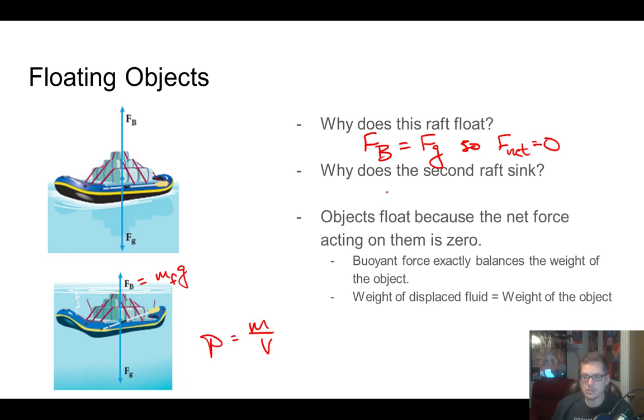All right, so the density of the raft went up, and so the buoyant force went down. Okay, all right, objects float because the net force acting on them is 0. Buoyant force exactly balances the weight of the object. Okay, weight of the displaced fluid equals weight of the object.